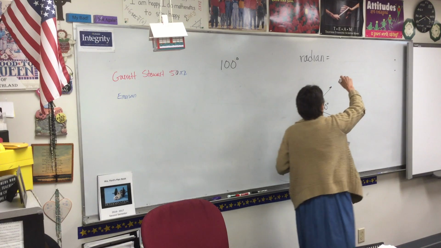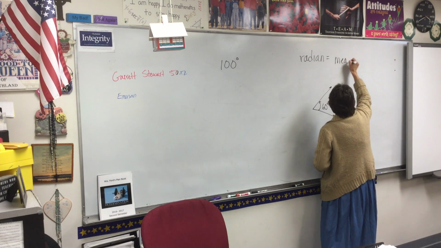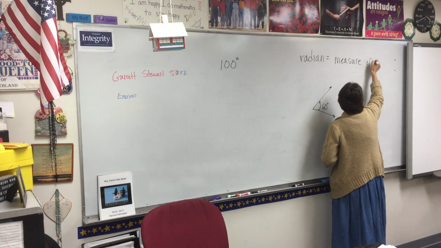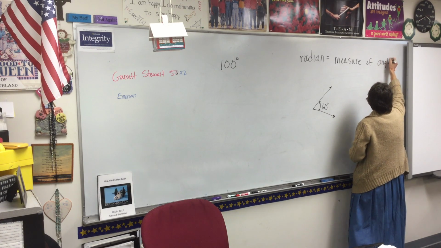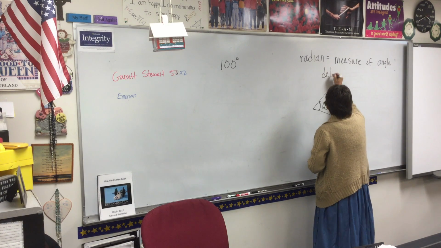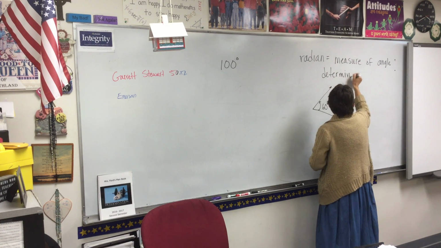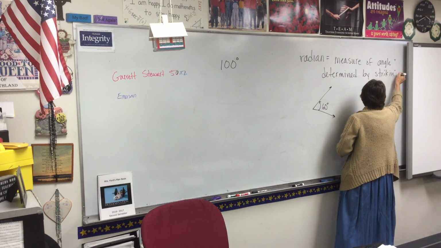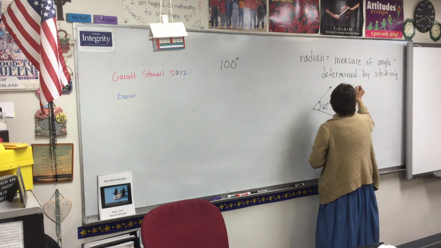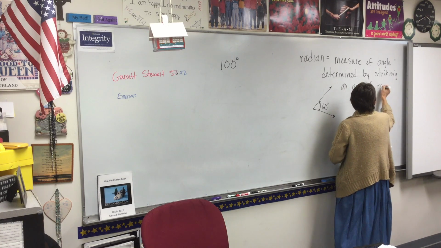Radians are not. A radian is the measure of an angle. You might want to squeeze this in somewhere up there. The measure of an angle determined by striking an arc of radius length.